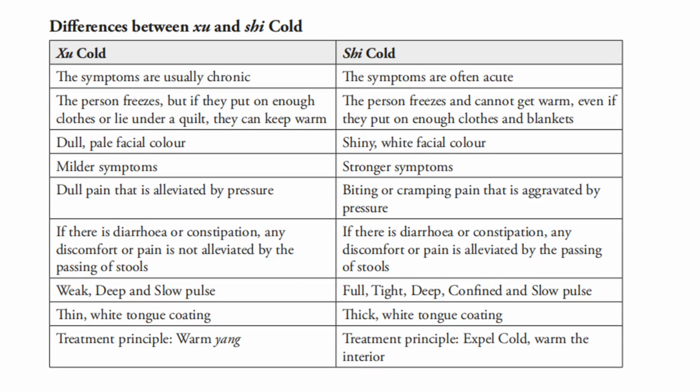For the deficient cold, if there is diarrhea or constipation, any discomfort or pain is not alleviated by passing of stools. While in excess cold, if there is diarrhea or constipation, any discomfort or pain is alleviated by passing of stool. There's a weak, deep, and slow pulse for the deficient cold. For the excess cold, there is a full, tight, deep, confined, and slow pulse.